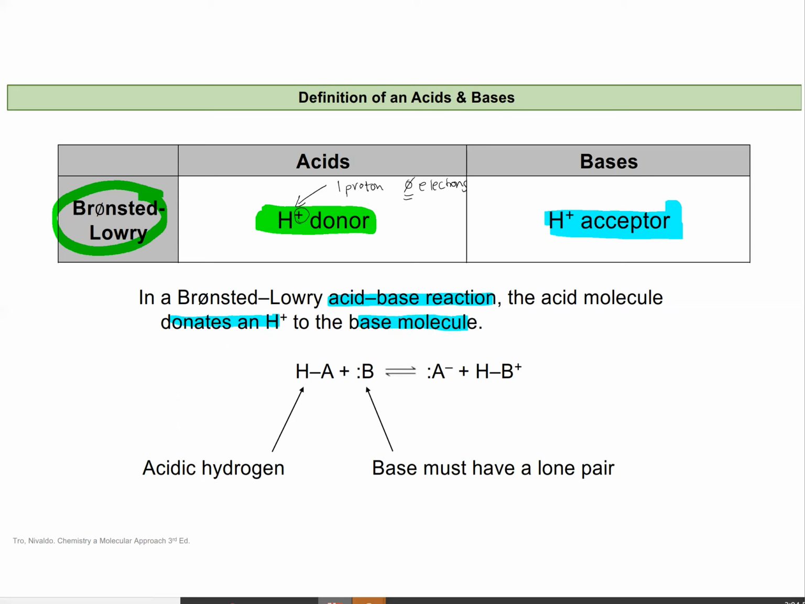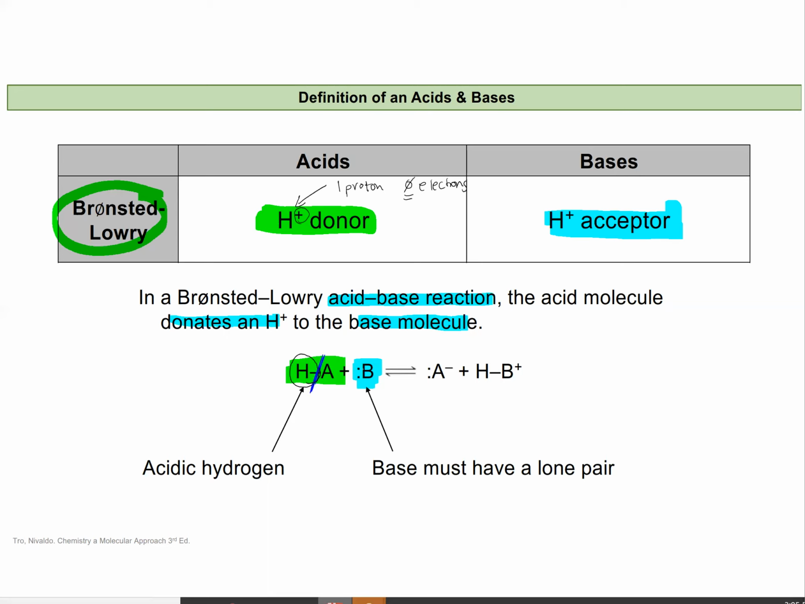And here's an example down here that we can see. So here's our acid, and here is our base. And these are just abbreviated. The A stands for acid and the B stands for base. Note that the acid has, no matter what, a hydrogen atom somewhere in its structure. And it's a hydrogen atom that will be breaking its bond to the rest of the acid molecule.